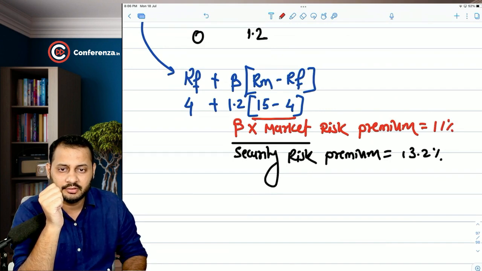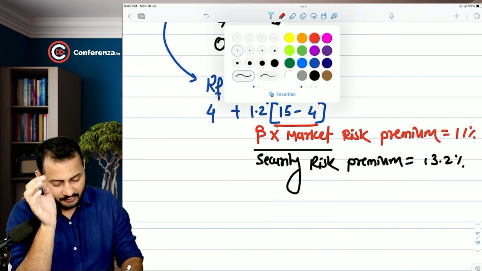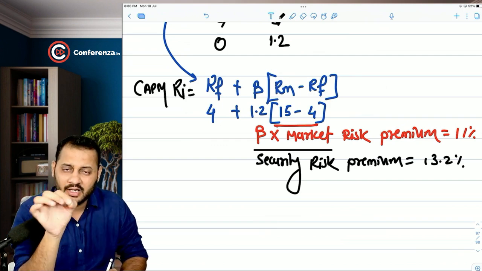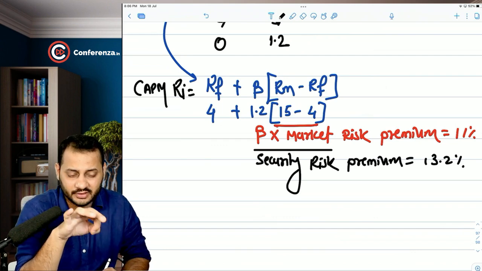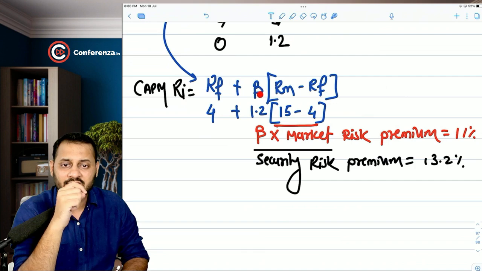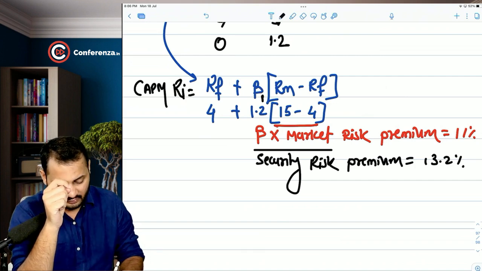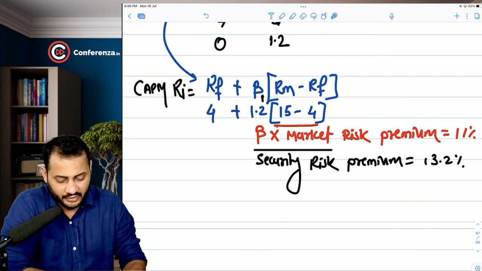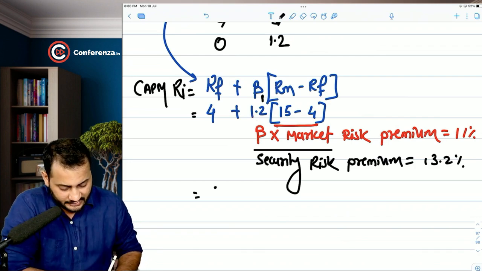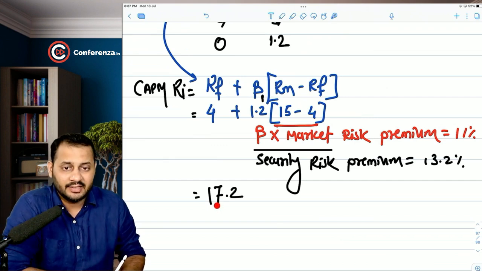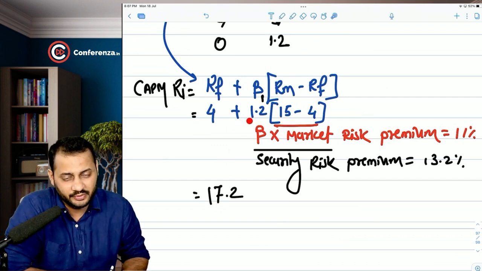Understood the concept of CAPM? This is called the capital asset pricing model, calculating RI. RI means the required rate of return of the investor. If you want an investor to invest in the security which has a beta of 1.2, then you will have to give them this much return, that is 17.2 is the minimum return that you should give them, and this will justify the risk that has to be taken.